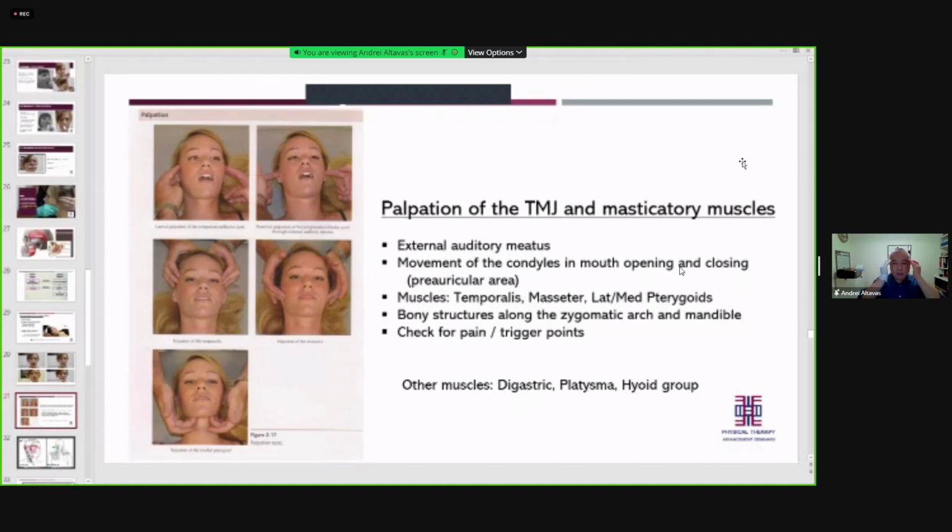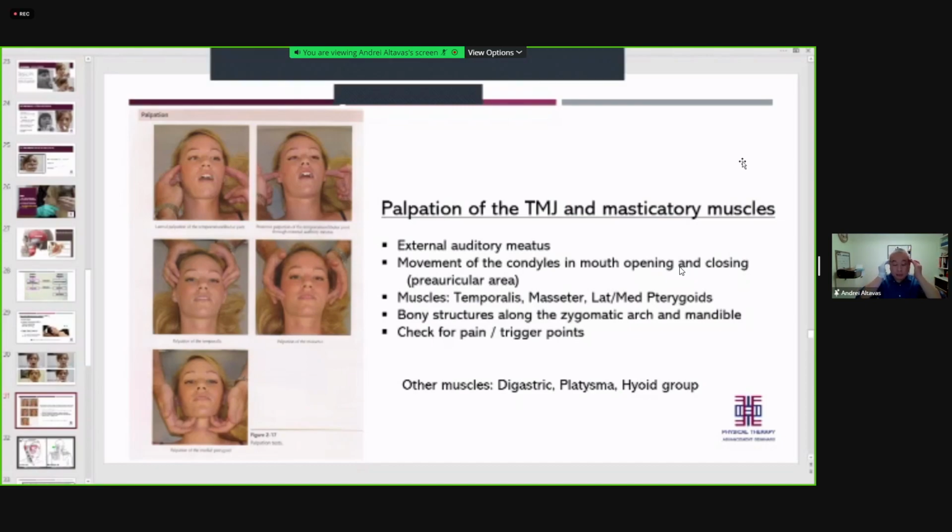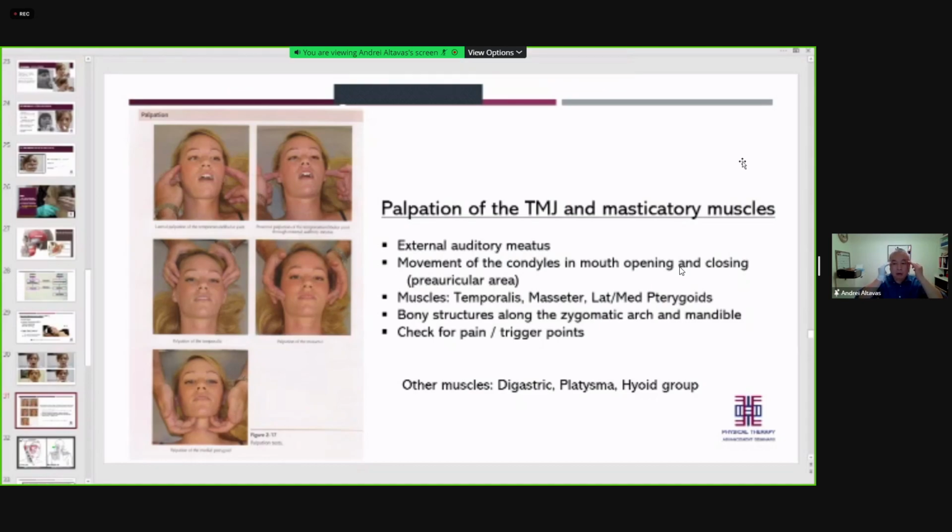So make sure you're actually applying some pressure, because a lot of times trigger points can happen not in the belly of the muscle. Most of the time it is there, but you want to go through the entire muscle belly all the way towards the insertion of the muscle. Okay, so temporalis, masseters, and the pterygoids.